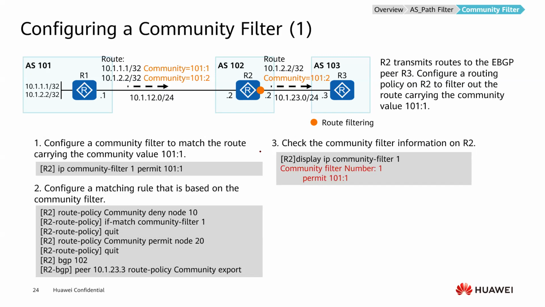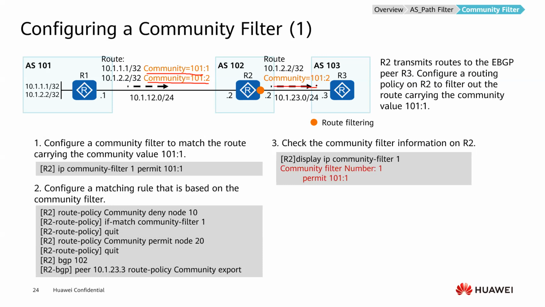And then how to use the community filter. For another example, if R1 has advertised two routes, each with a different community attribute. One is 101:1, another is 101:2. For R2, it only wants to send the second one to R3.